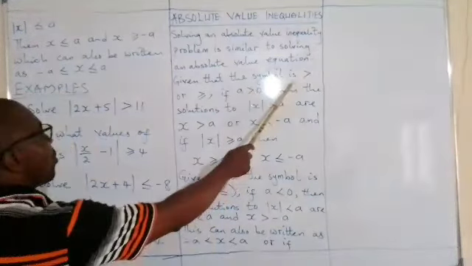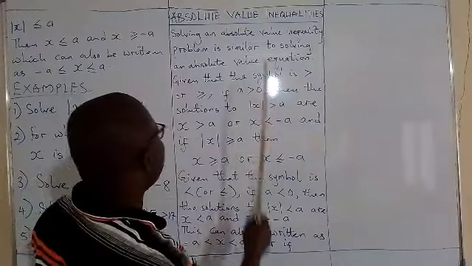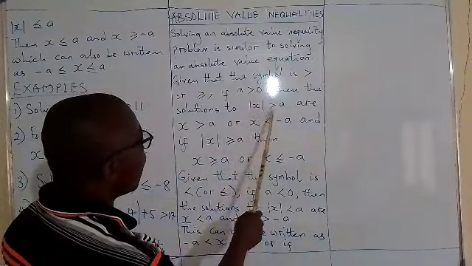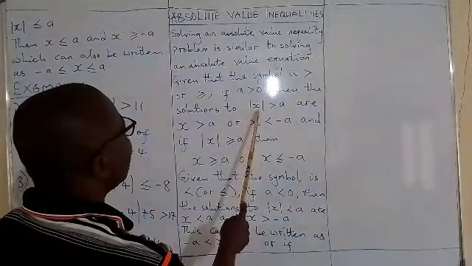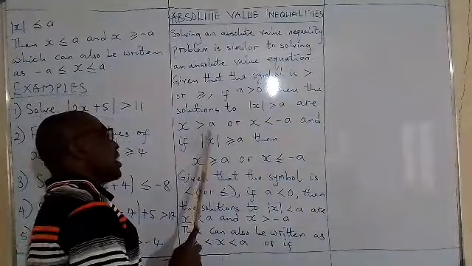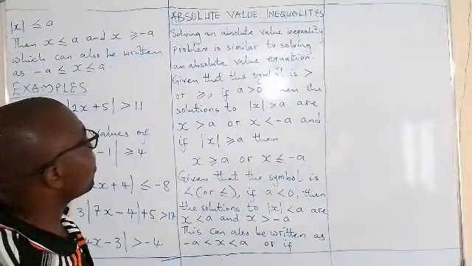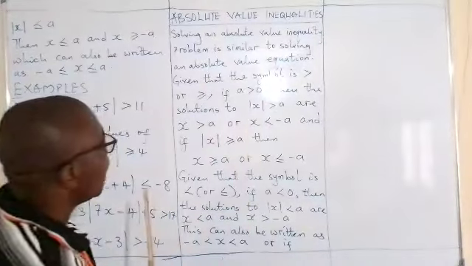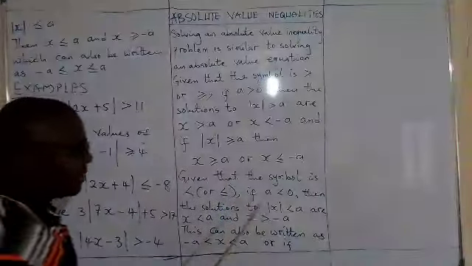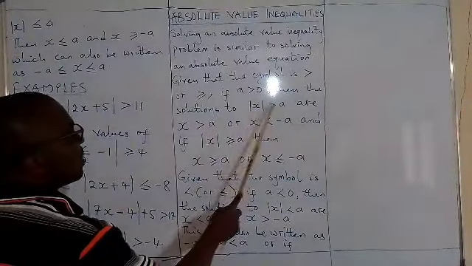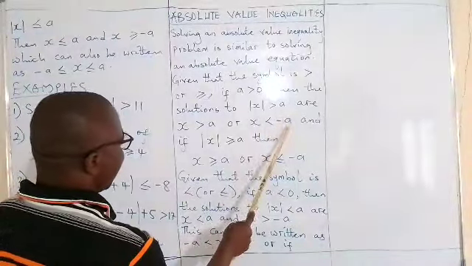So given that the symbol is greater than or equal to, if A is greater than 0, then the solutions to the absolute value of X is greater than A are X is greater than A, or X is less than minus A. What that simply means is that when you are solving an absolute value inequality and you have a greater than sign, the answer will be or, and not and.